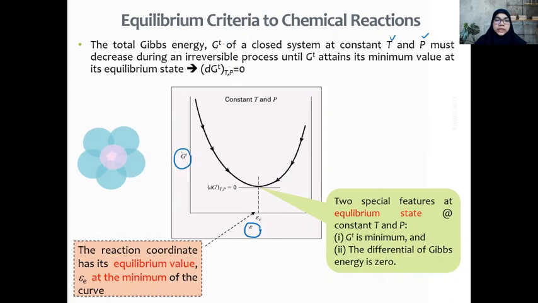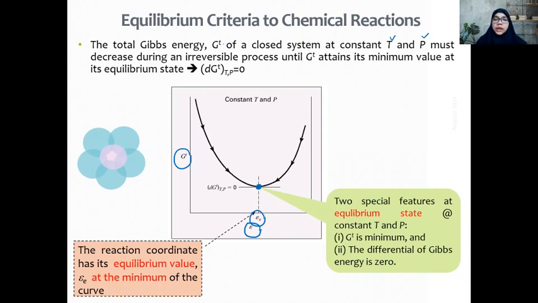Okay, the GT, or the total Gibbs energy, shows the minimum value, or we have the delta GT at constant temperature and pressure equal to 0. At this point, we call it the equilibrium condition, where we obtain the equilibrium value for the reaction coordinate. So this is how we relate it with the equilibrium criteria.